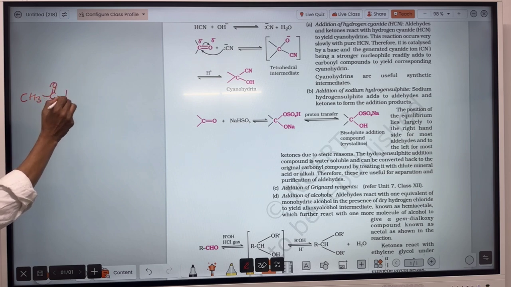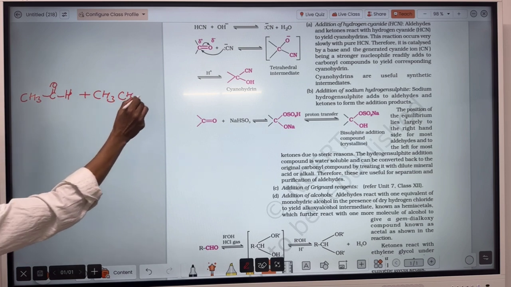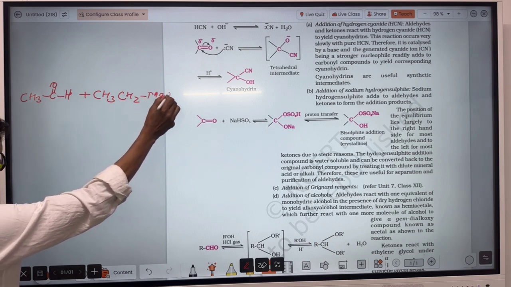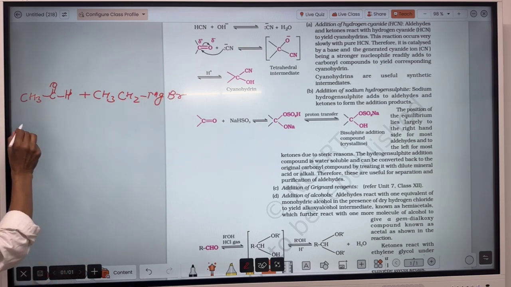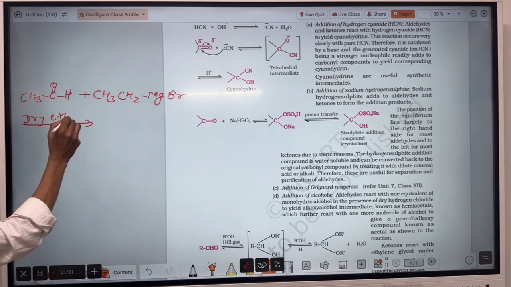Increasing by only 1 carbon. So ethanol I am taking. That is reacting with ethyl magnesium bromide, which is a Grignard reagent, in presence of dry ether.